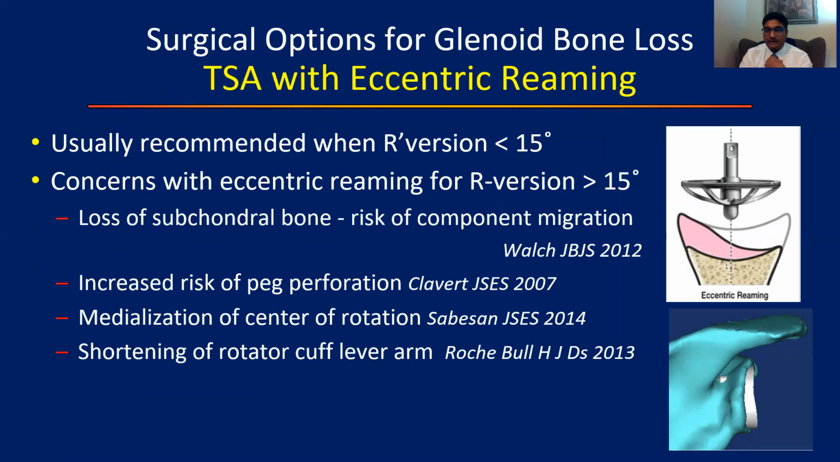Total shoulder arthroplasty with eccentric reaming is usually recommended for a retroversion less than 15 degrees, and we'll see why. There are some concerns when this method is used for retroversion more than 15 degrees: there's a loss of subchondral bone, which means suboptimal fixation of the glenoid baseplate. There's increased risk of peg perforation. There's medialization of the center of rotation, and shortening of the cuff lever arm, which can affect the range of motion, or it can affect the function.